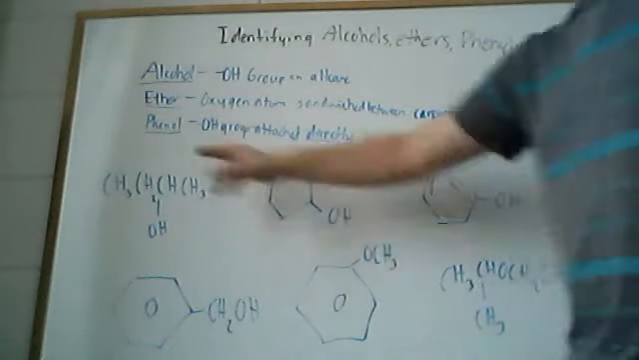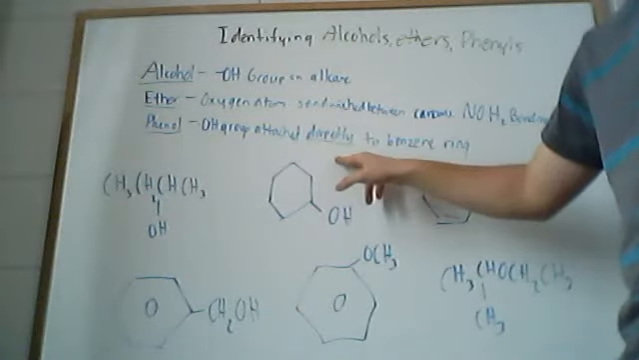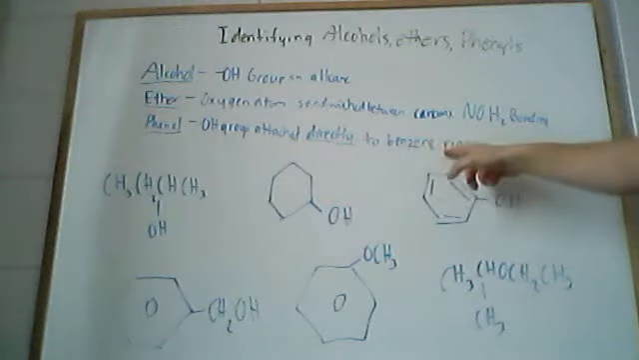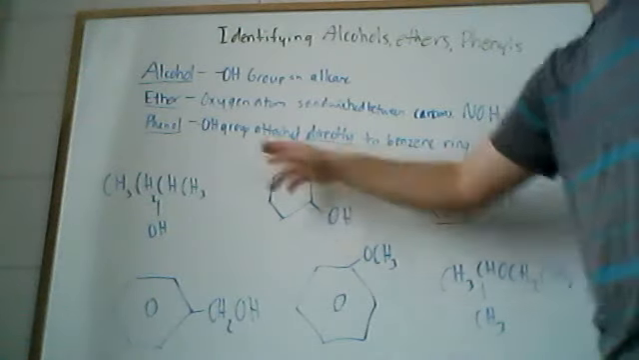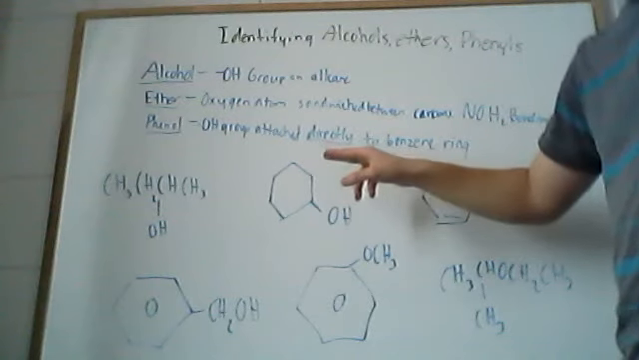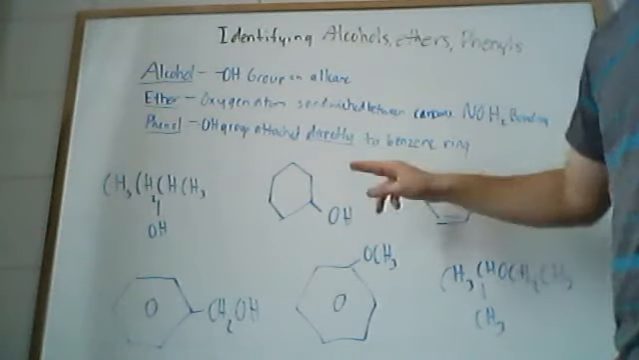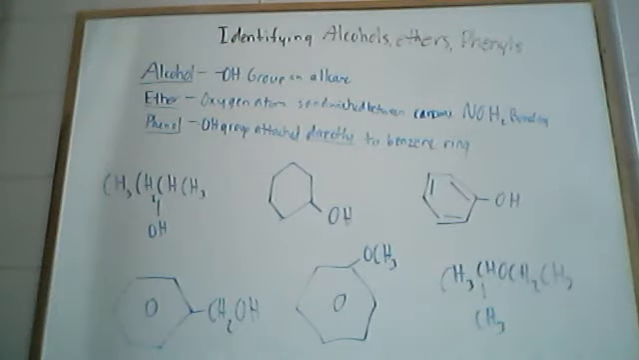The definition of a phenol is that there's an OH group attached directly to a benzene ring. The important thing to remember here is the OH group must be attached directly to the benzene ring. If the OH group is attached to something else that's not on the benzene ring, it is not a phenol. So that's something very important to remember.